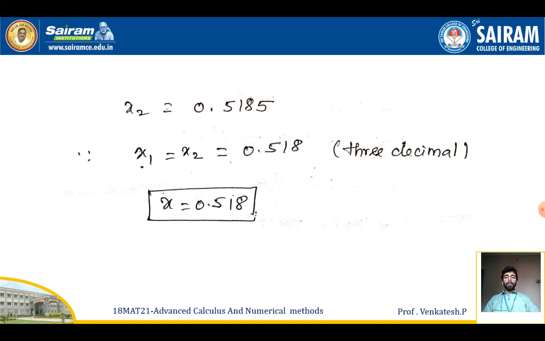0.5185. And we can observe here x1 and x2 are equal up to 3 decimal places, that is, 0.518 is common in both iterations. So we can stop the iteration process here. We can conclude the value of x is 0.518.